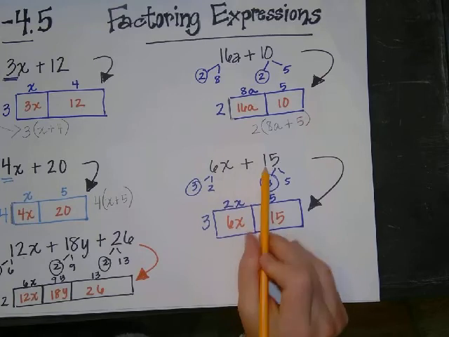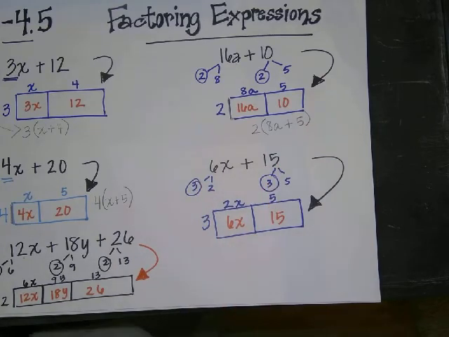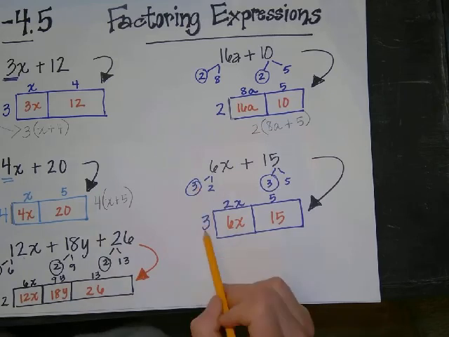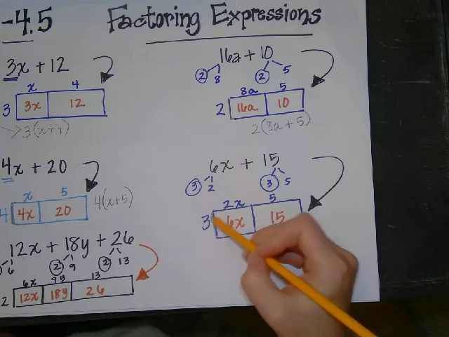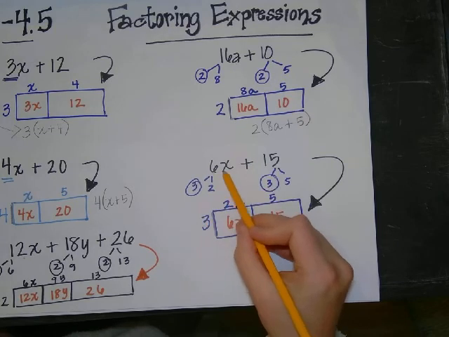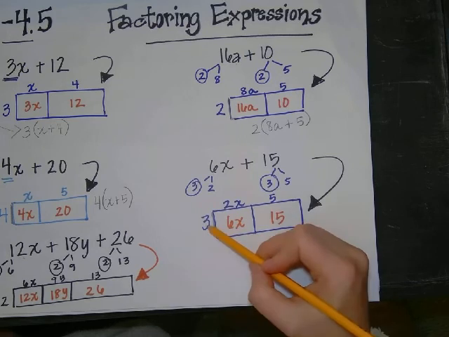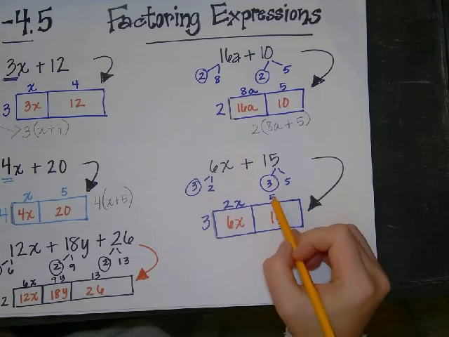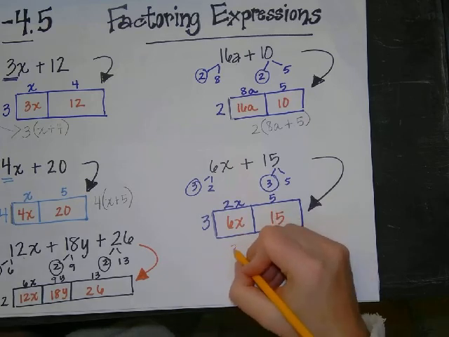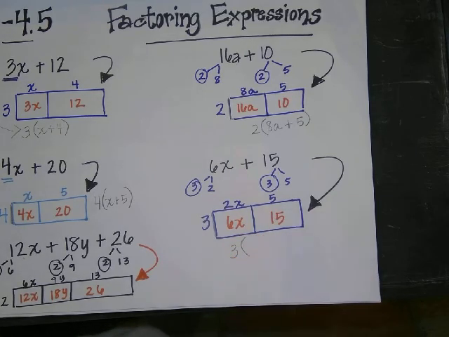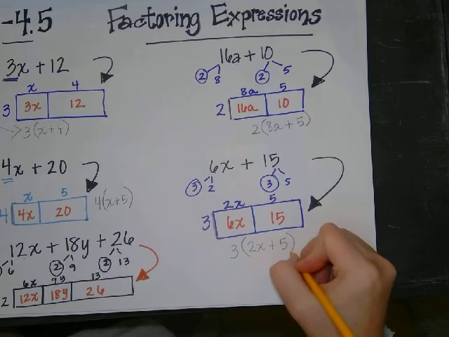All right, let's do this one. 6x plus 15. Again, I'm going to think of the factors of 6 and the factors of 15, and find one that's in common. 3 is in common. So I'm going to pull that out, make it this side of the rectangle. Then I ask myself, 3 times what is 6x? Well, that would be 2x, because 3 times 2x is 6x. And then 3 times what is 15? Well, that would be 5, because 3 times 5 is 15. So my factored form becomes 3 times, what's this side? 2x plus 5.